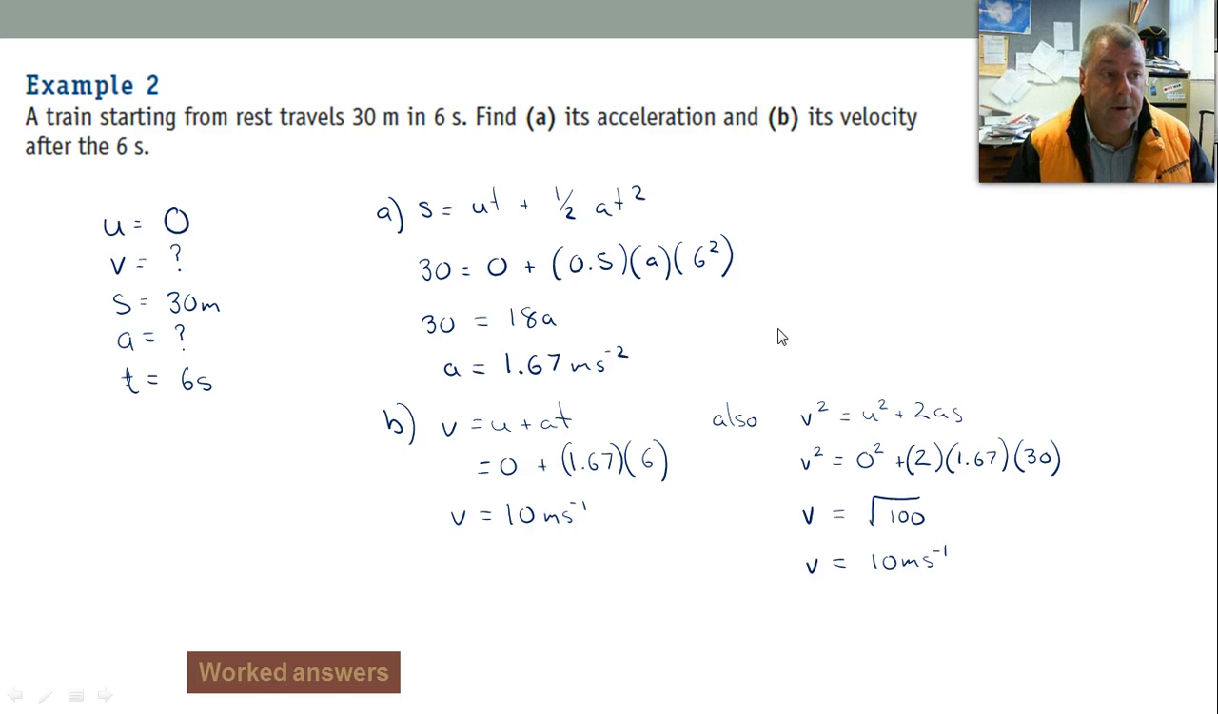Then in B we're finding the velocity, and there's two ways of doing it. Now that we've got 4 of our 5 unknowns, v equals u plus at is the simplest. Again, putting the numbers into the brackets, getting 10 meters per second. But I could have used v squared equals u squared plus 2as. There's no problem in using that. This is how I'd put my numbers in. Ends up with being the square root of 100, and therefore 10 meters per second. Same answer. It's physics. It works.